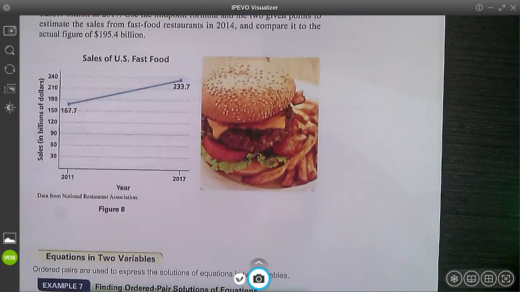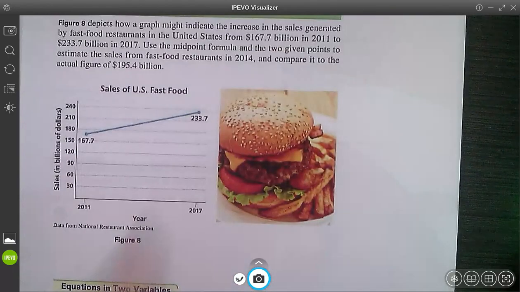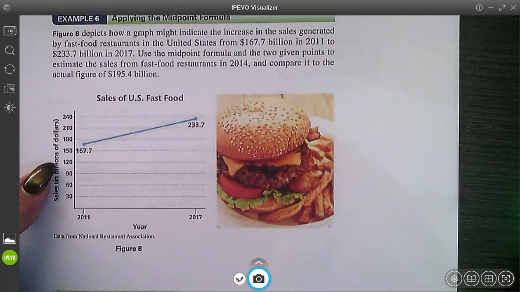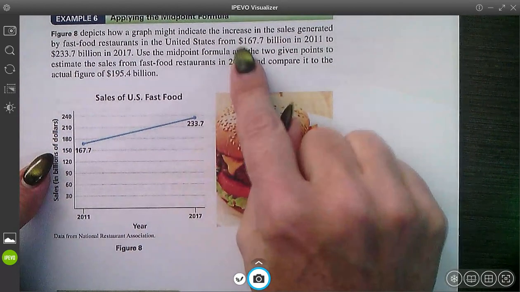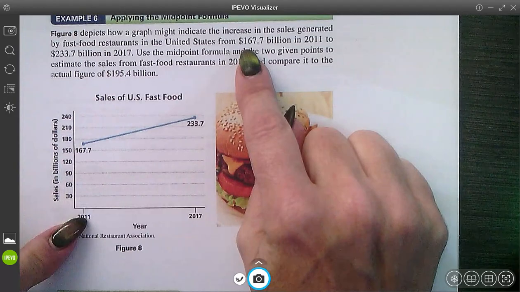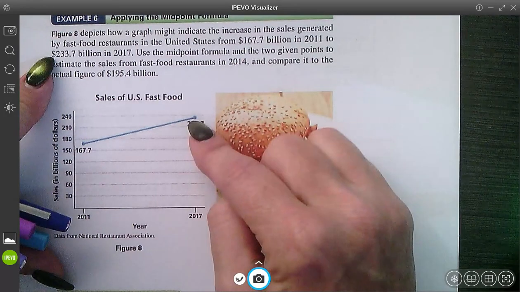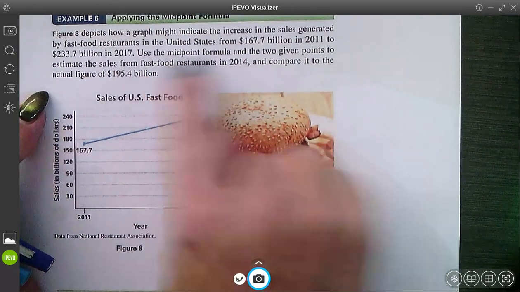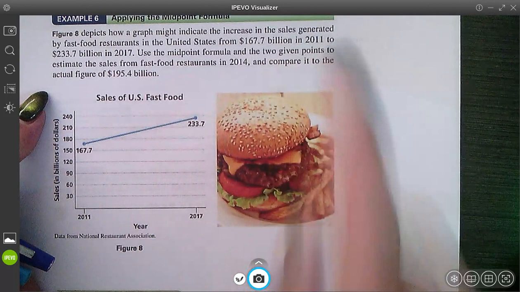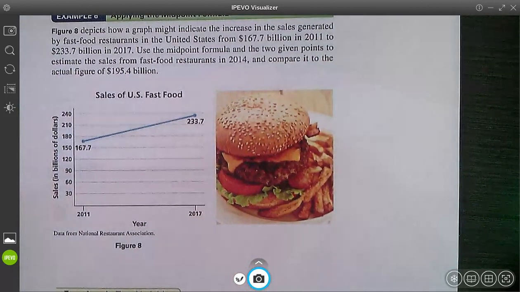Applications of the midpoint formula. They've given us this graph that might indicate the increase in sales generated by fast food restaurants from $167.7 billion in 2011 to $233.7 billion in 2017. So we're going to use the midpoint formula and the two given points to estimate sales in 2014.